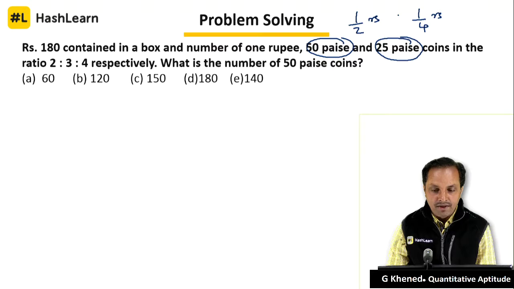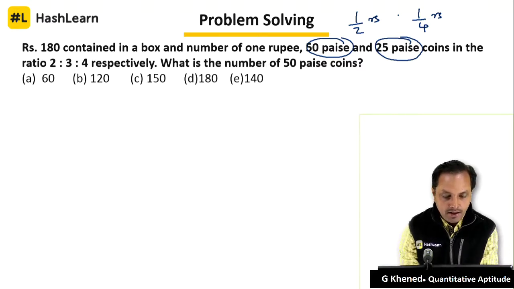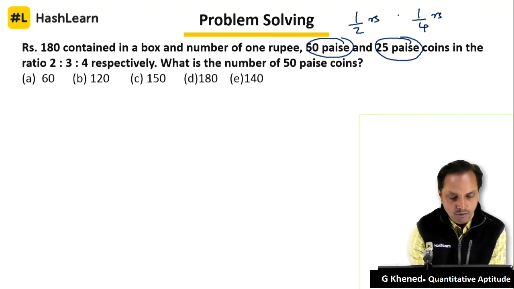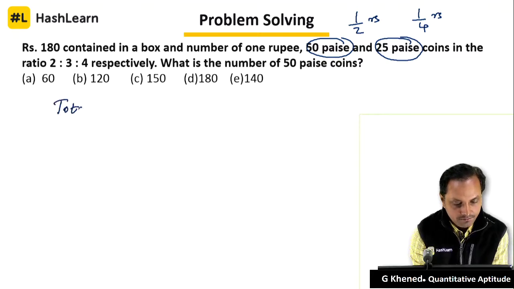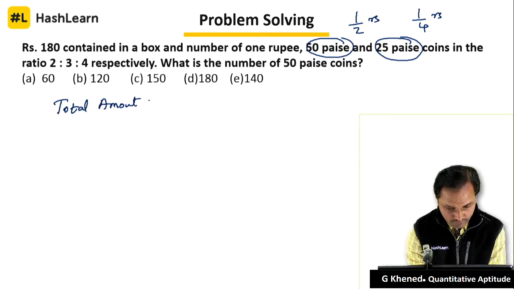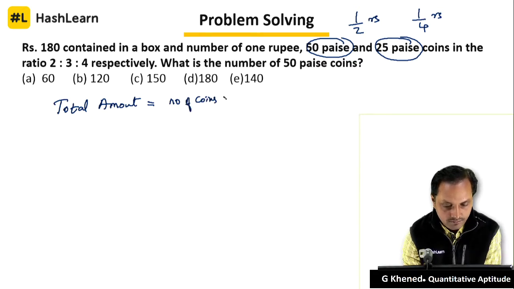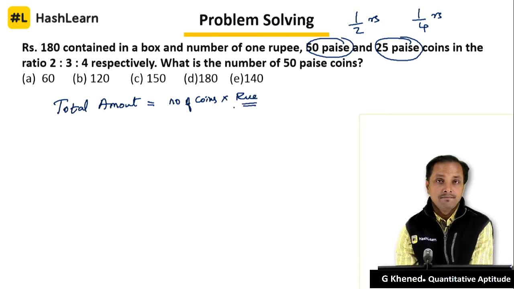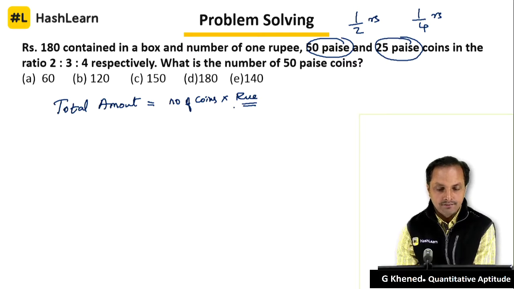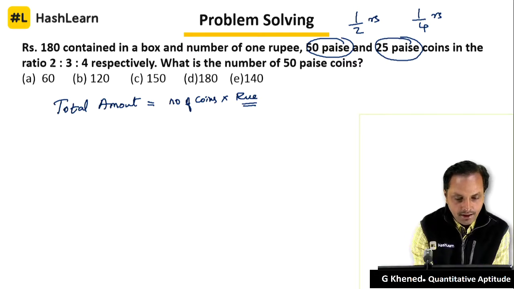Then the number of 50 paise coins, as I told you, your total amount 180 will be equal to the number of coins into the rupee value, that is 2x.